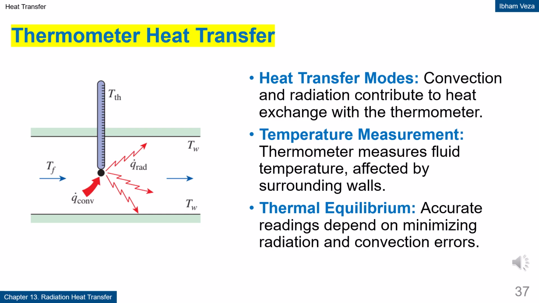Thermometer heat transfer. A thermometer placed in a fluid receives heat not only by convection, but also by radiation from the surrounding walls. If this radiation effect is significant, the temperature reading can become inaccurate. Therefore, the energy balance between convection and radiation must be considered. Sensor design and placement become very important. This concept shows that radiation also affects temperature measurements.